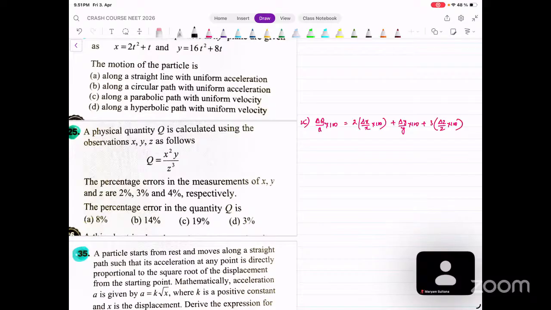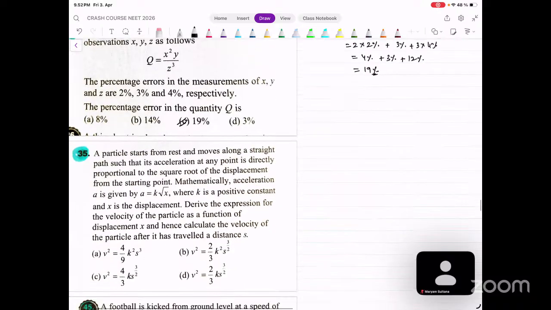चलो बताओ कितना आ रहा आंसर. It will be equal to 2 into the percentage error of the X will be equal to how much for me? It will be 2%. Plus right now for me delta Y is directly 3%. Plus it is 3 into this one is your 4%. So it is 2 into 2, it is 4% plus 3% plus 12%. Clear? So what is the best option I can write? 19%. Third option. Then, sure.